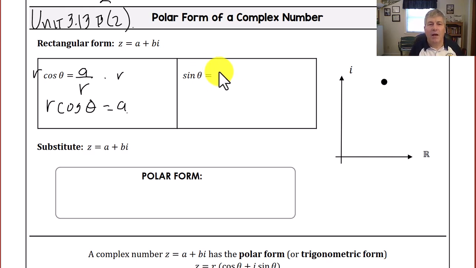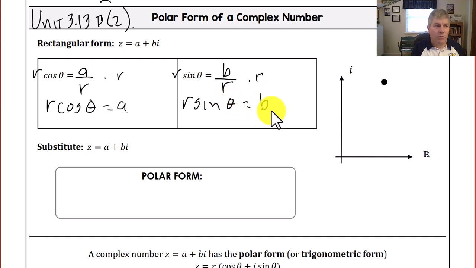Sine is opposite over hypotenuse or y over r, but our y value in complex form is b, so we have b over r. Multiplying both sides by r, we get r sine of theta is equal to b, or our y. So that's our former y, and that's our former x.